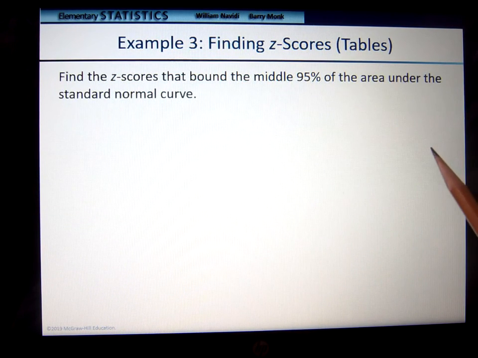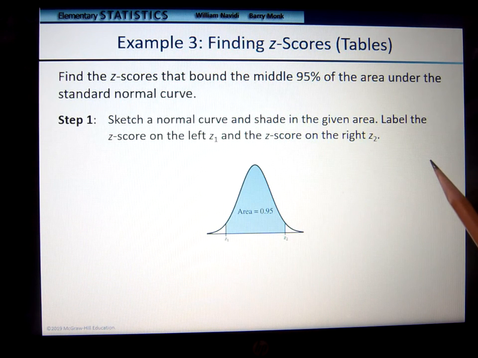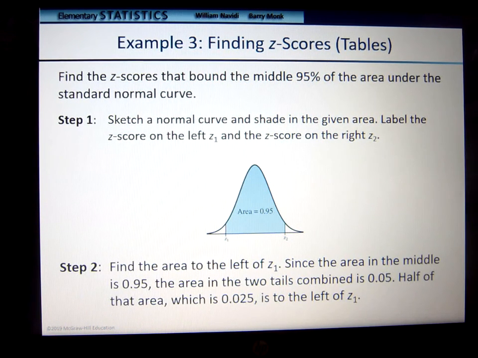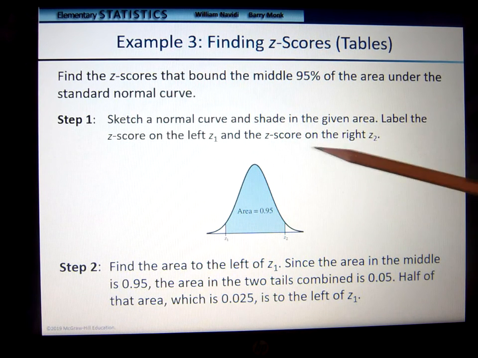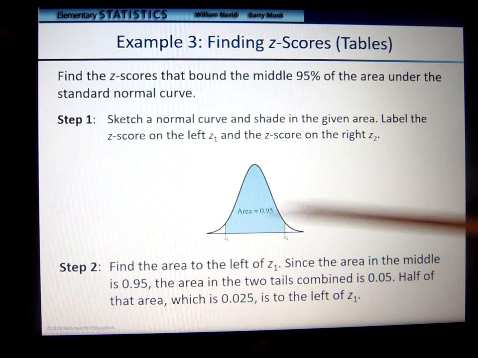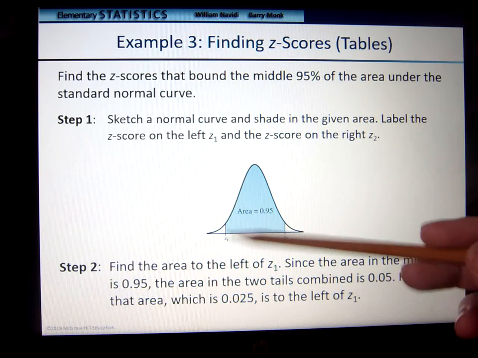What about the middle 95% of the area under the normal curve? We should know this one already. We're going to sketch a normal curve, shade in the given region. To the left, z1. To the right, z2. We're looking for an area of 0.95. Since the area is the middle part of 95%, the two tails on the end would combine to 0.05. Half of that, one of these ends, would be 0.025.